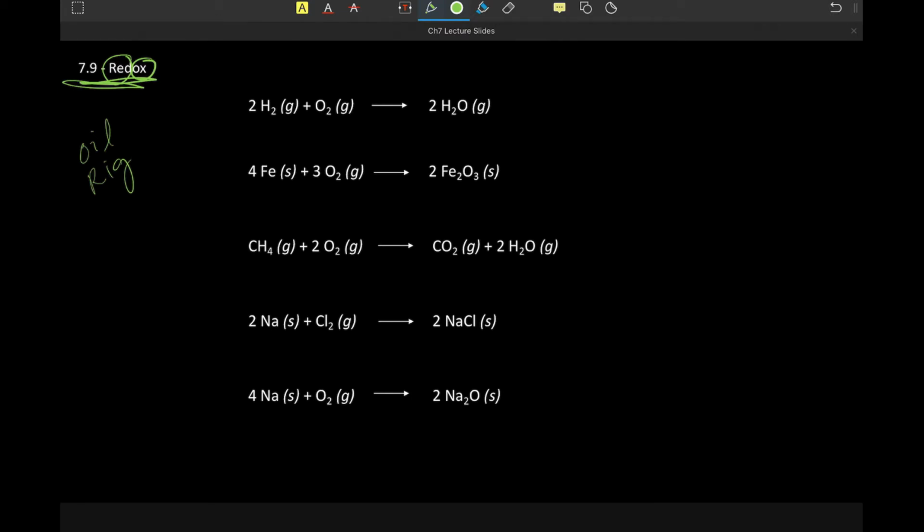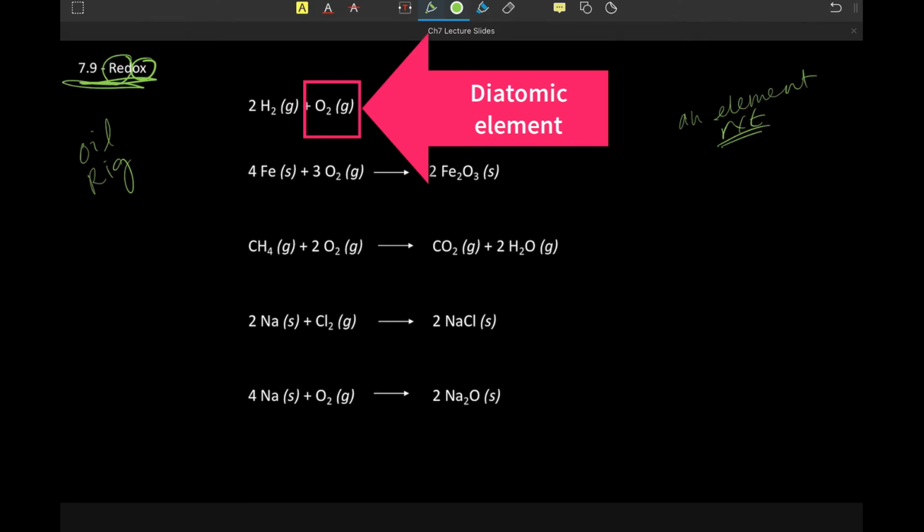So how do we recognize that something is a redox process if we're not going to assign oxidation states? There's one huge clue, and that huge clue is the presence of an element as a reactant. And if we think back to elements, those are the things on the periodic table. Don't forget that some of those are diatomic. A diatomic element is still an element; it doesn't need to be an atom. It just needs to be an element.